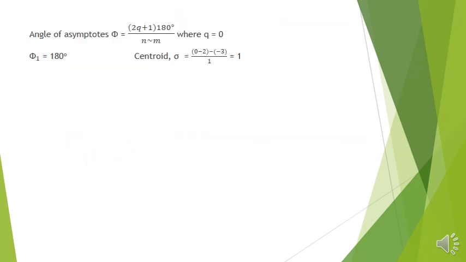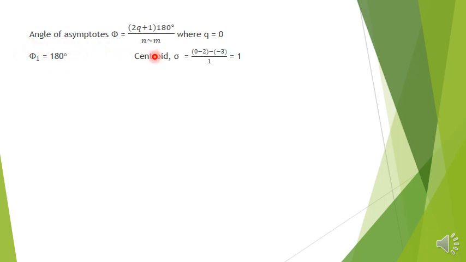So next, let us calculate the angle of asymptotes and centroid. The angle of asymptote for this problem is (2q plus 1) into 180 divided by (n minus m), where q is 0 only. The reason is that q is from 0 to n minus m minus 1. So n is 2, m is 1, so 2 minus 1 is 1, minus 1, so it is 0. So only phi 1 is 180 degrees. That means only one branch terminates at infinity.